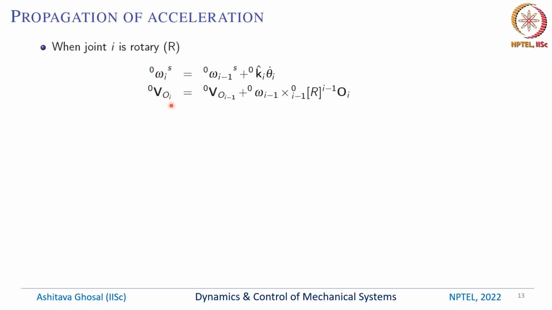The linear velocity at the origin of the ith coordinate system is nothing but the linear velocity of the origin of the I minus 1th coordinate system plus some omega cross r. So this omega cross r has to be done properly, because this vector I minus 1 OI, we cannot take the cross product with a vector which is 0 omega I minus 1. So we pre-multiply so that these two together are a vector in the 0th coordinate system. So the derivative of these two will give the acceleration because these are vectors.